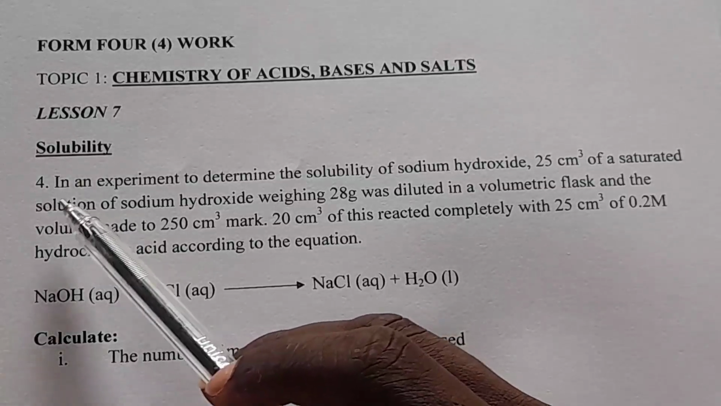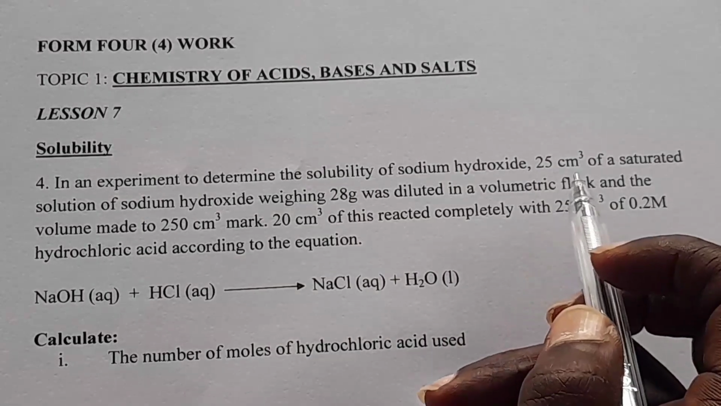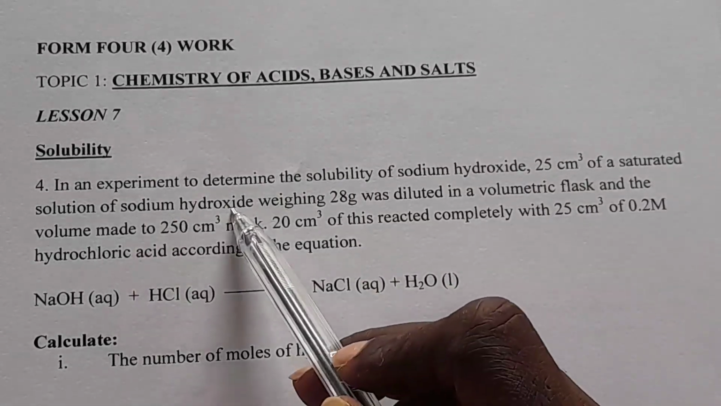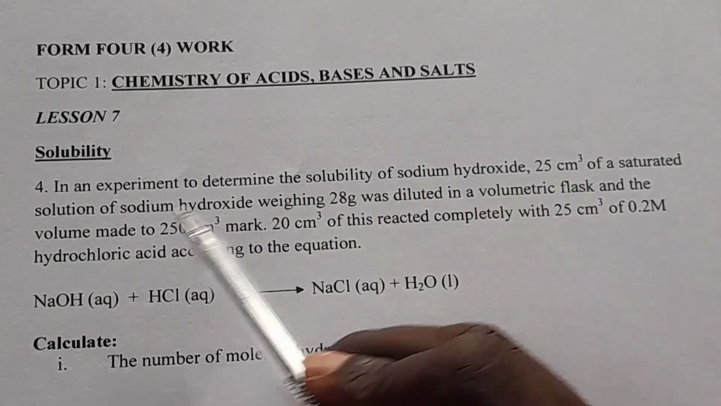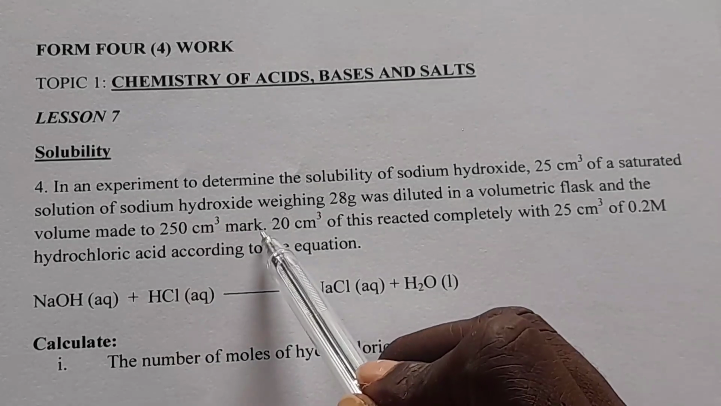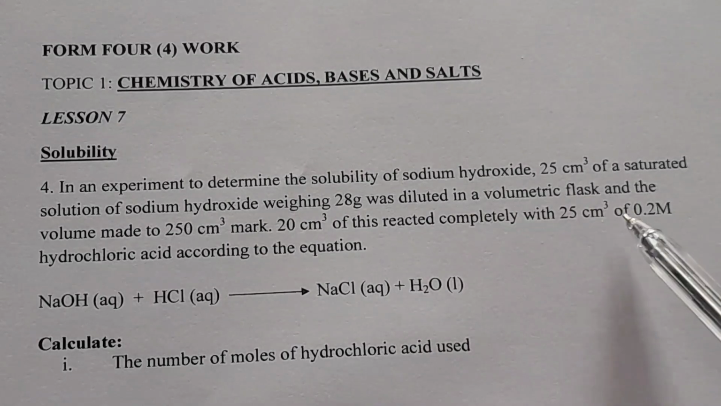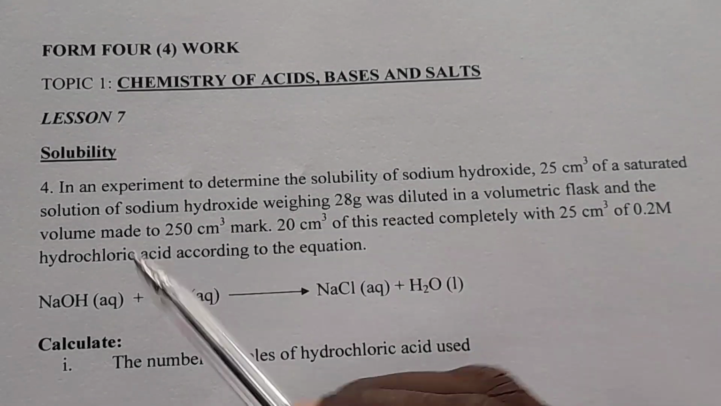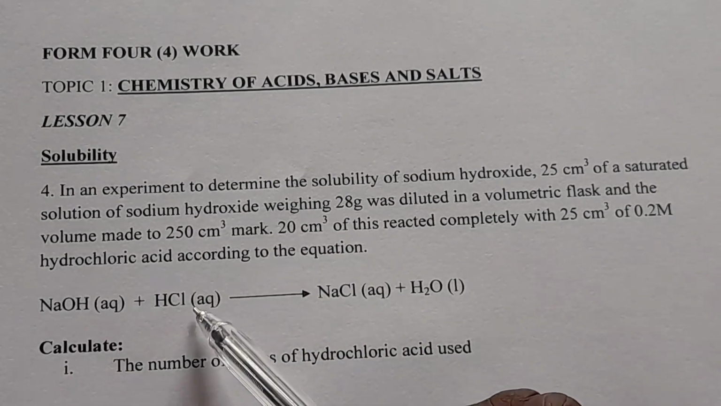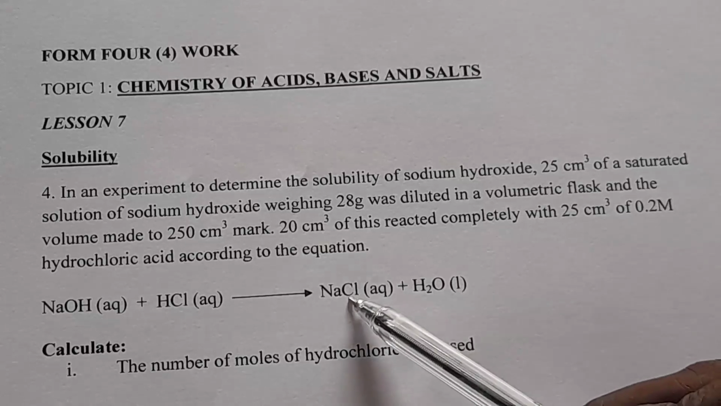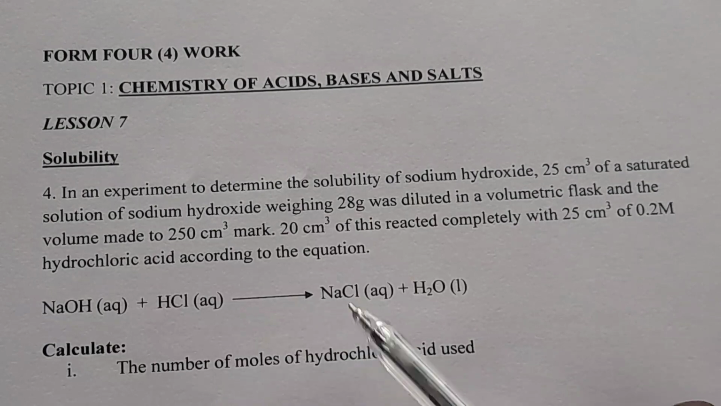In example 4, we have an experiment to determine the solubility of sodium hydroxide. 25 centimeter cube of a saturated solution of sodium hydroxide weighing 28 gram was diluted in a volumetric flask and the volume made to the 250 centimeter cube mark. 25 centimeter cube of this reacted completely with 25 centimeter cube of 0.2 molar hydrochloric acid, according to the question. We have sodium hydroxide solution reacting with hydrochloric acid solution to form sodium chloride solution and also water. Learners, this equation is self-balanced.